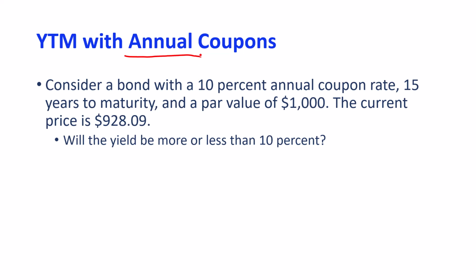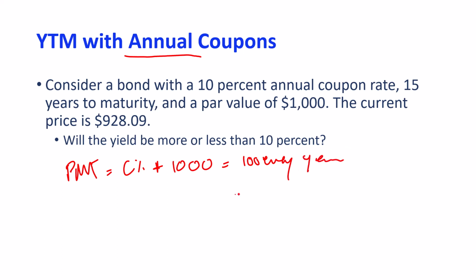So consider a bond with 10% annual coupon payment, which means your payments are going to be the coupon rate multiplied by par value. So you will receive $100 every year. That's your payment. That's the annuity factor in the bond. You have 15 years to maturity. The number of periods would be 15 years. And par value is 1,000.